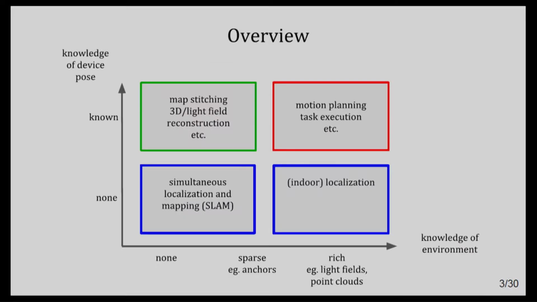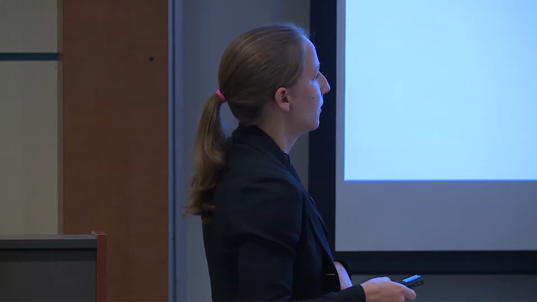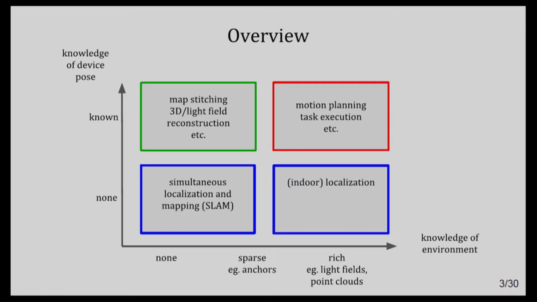And just to put this work a little bit into context, so I made this simple diagram where you see different kind of research areas in robotics. And we have on the x-axis how much we know about our environment. So going from nothing to some sparse knowledge like anchors or access points to very rich knowledge like light field or the actual point cloud of the 3D of the environment. And then on the y-axis we have how much we know about the device location.